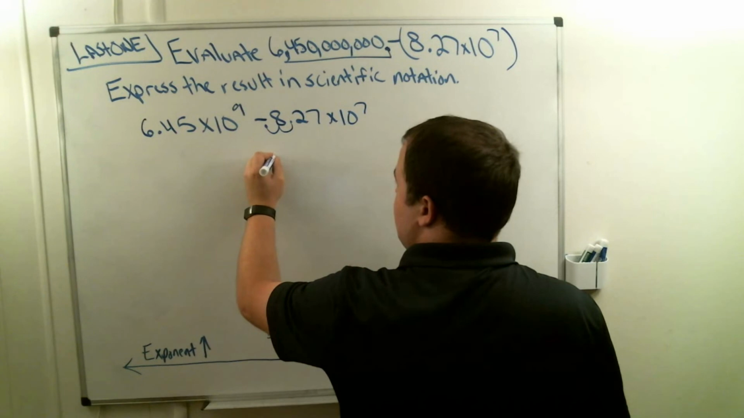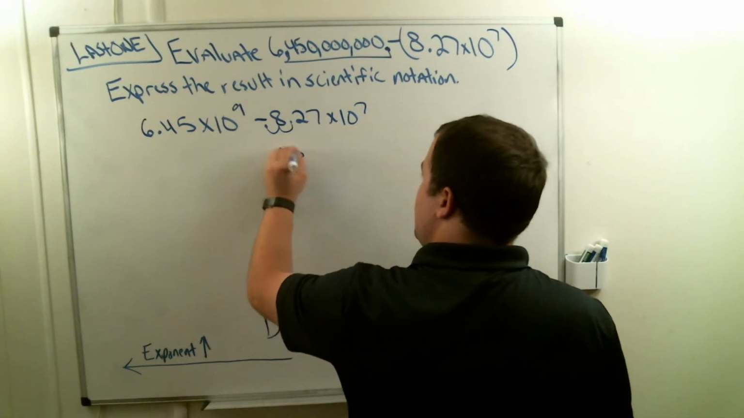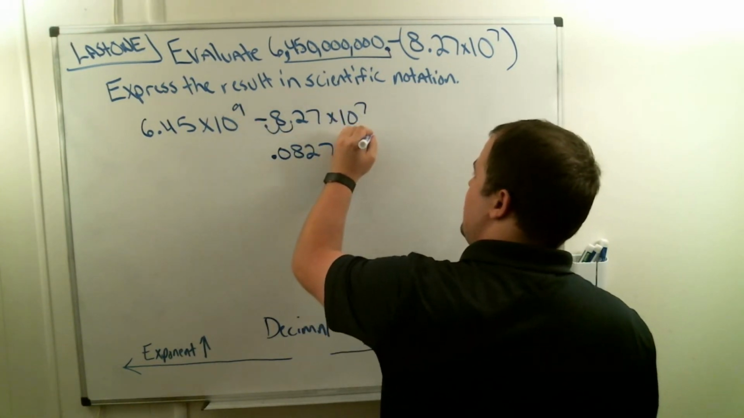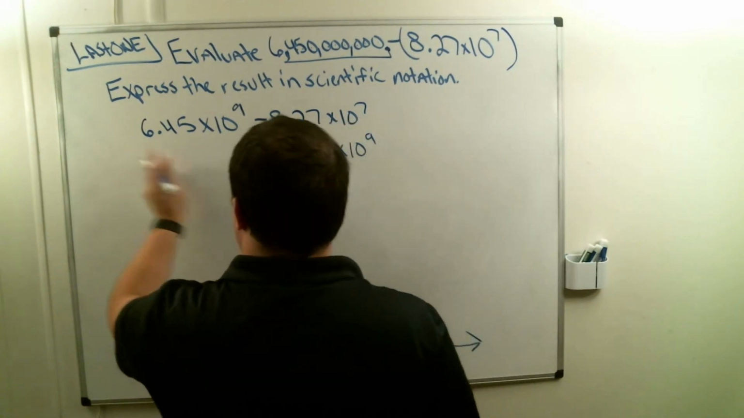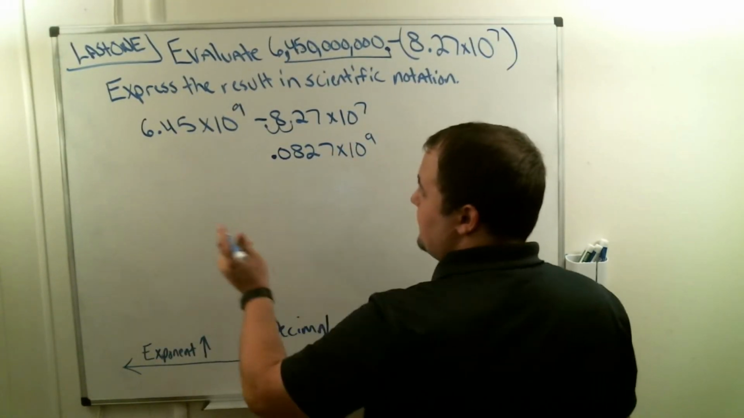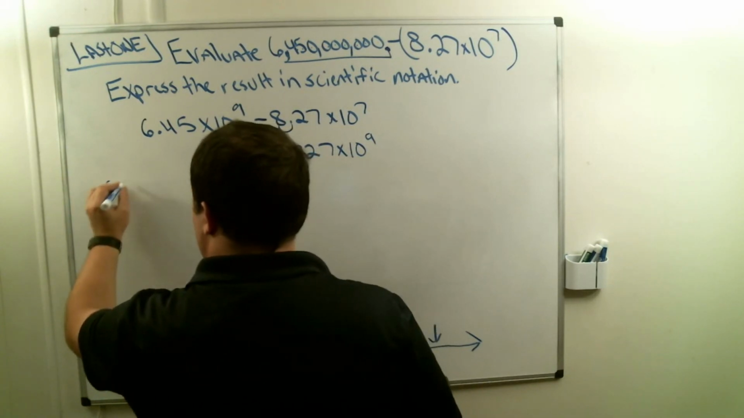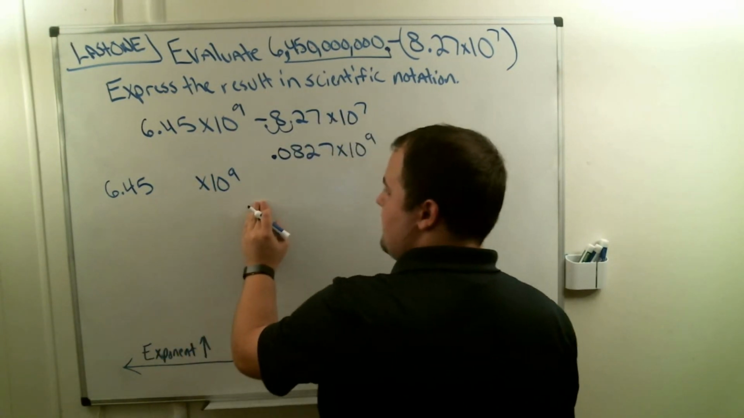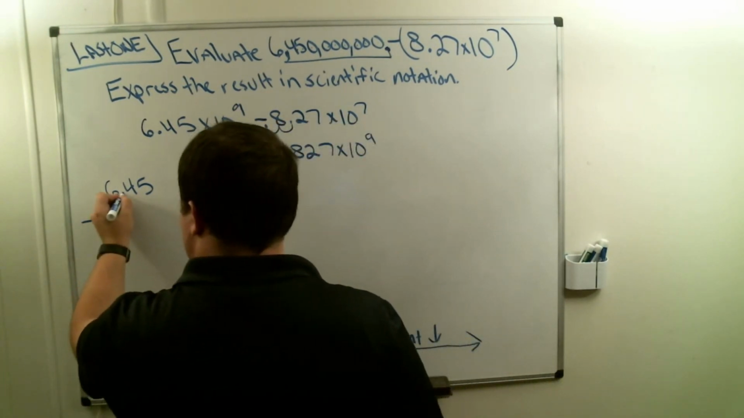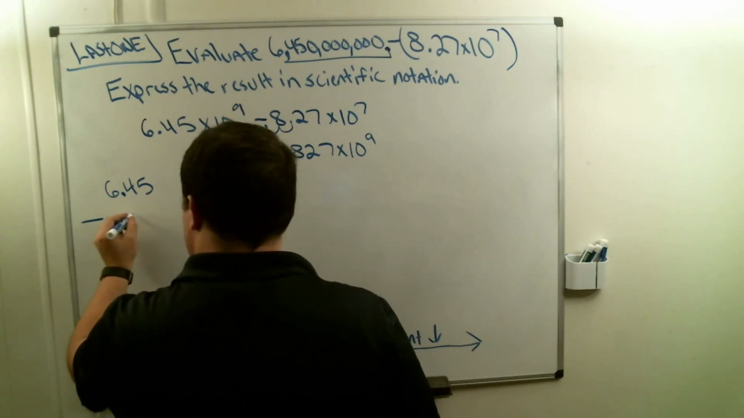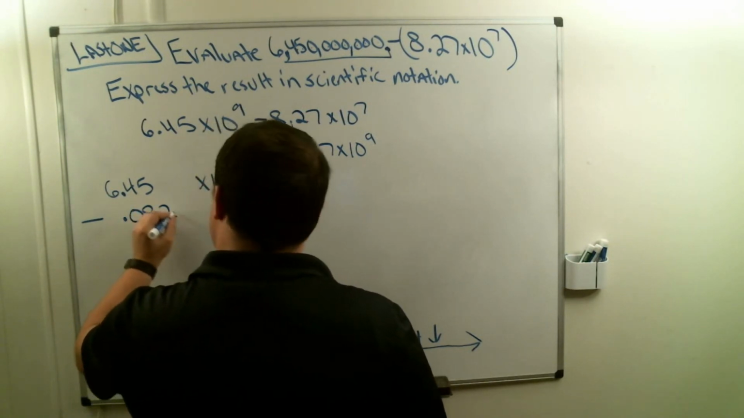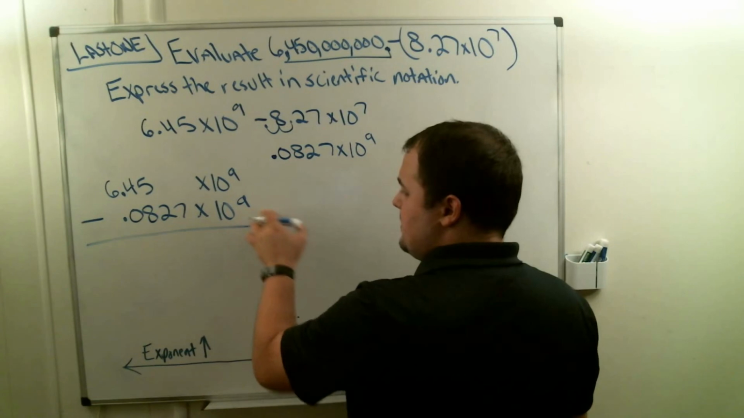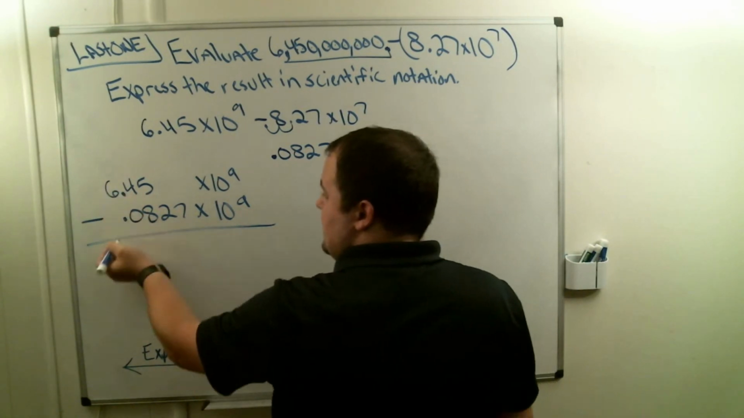So what I'm going to get is that this is actually a 0.0827 times 10, and since we moved it up twice, it's no longer 7th power, it's now 9th power. So we're going to subtract this from this. So I have 6.45, and I'm going to put times 10 to the 9th power out here, minus, decimals line them up, 0.0827 times 10 to the 9th power. Make sure that says 9th power. And so my decimals are lined up.